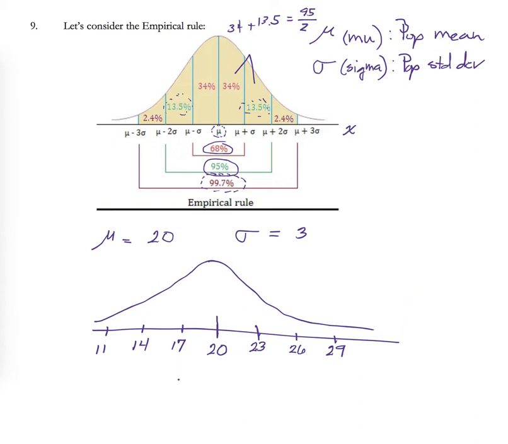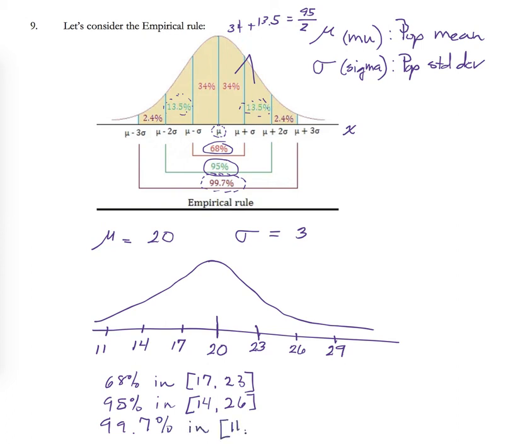And we would then know that 68% of all our data is within the interval from 17 to 23, because that's 1 standard deviation on either side. 95% of my data would be in the interval from 14 to 26, and 99.7% of all my data would be in the interval from 11 to 29.